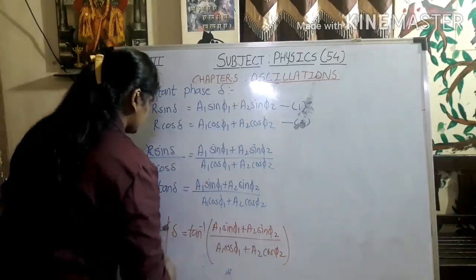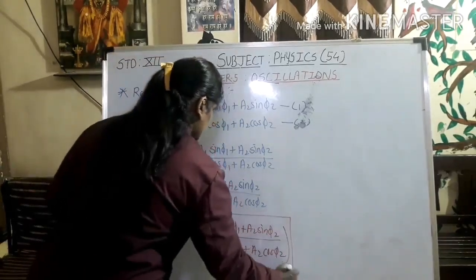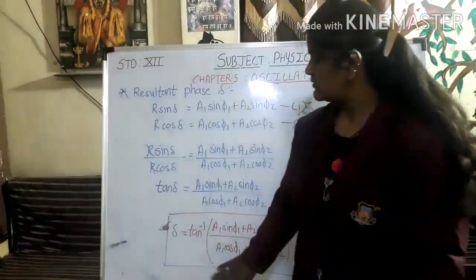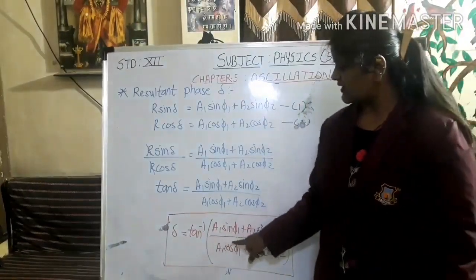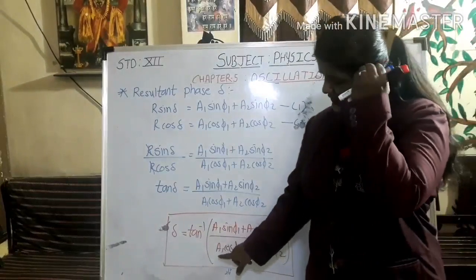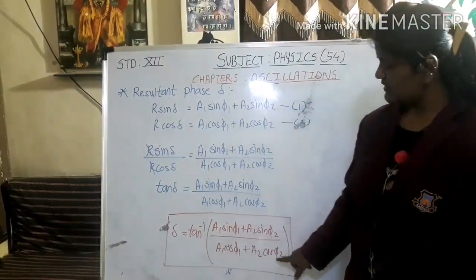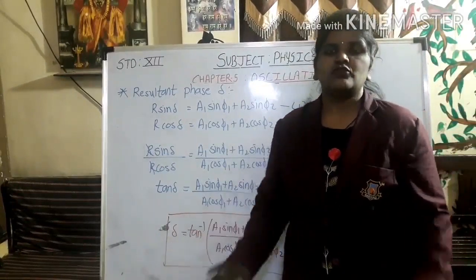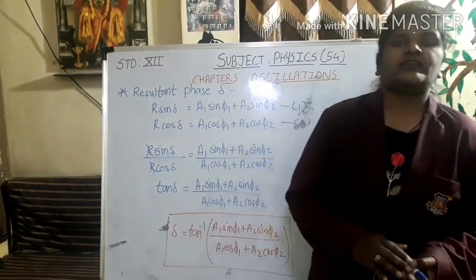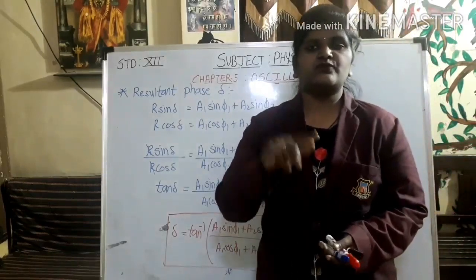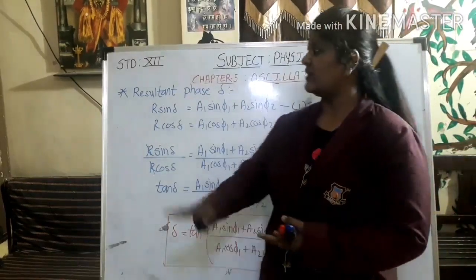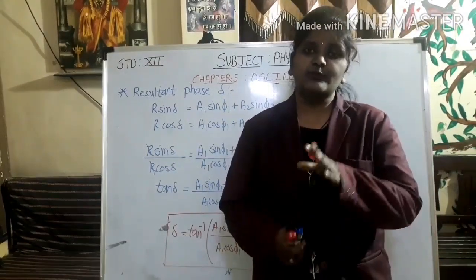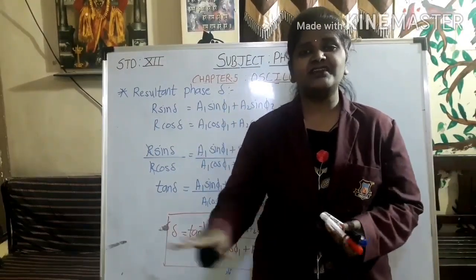So this is what we got for delta. Okay, which is a1 sin phi 1 plus a2 sin phi 2 divided by a1 cos phi 1 plus a2 cos phi 2. So this is delta. So after finding out the composition of 2 SHM, which is x, we have found the value for R and even the value for delta. So that composition part has been completed.